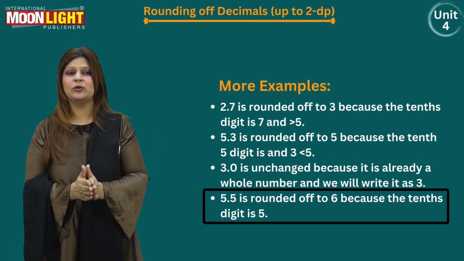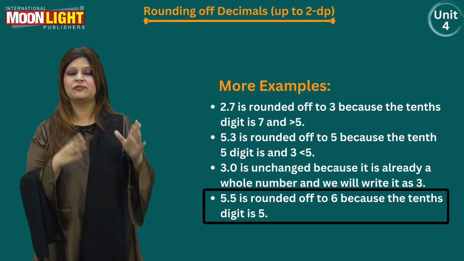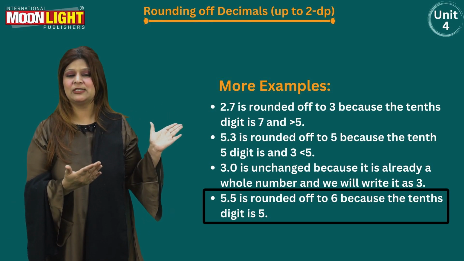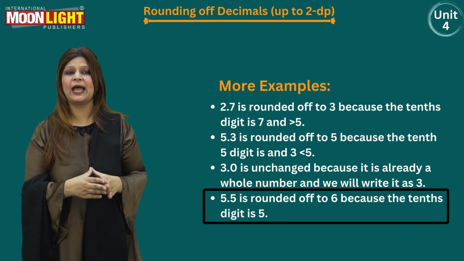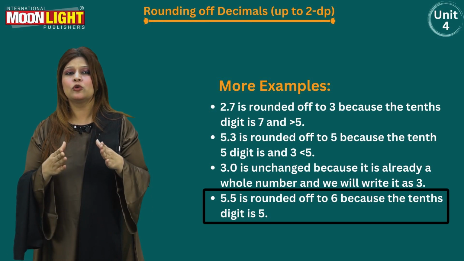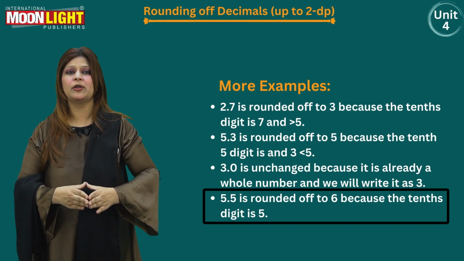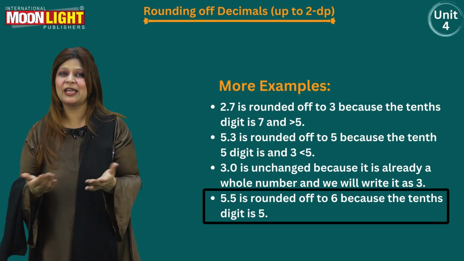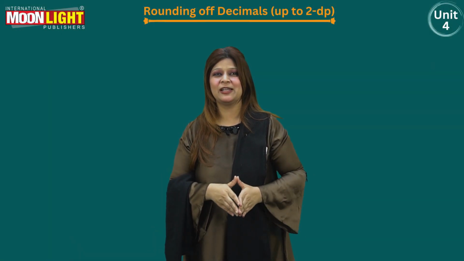Check the number lying at tenths place. This is equal to 5. So we are going to add 1 to the number 5 lying at 1's place. So this number is rounded off to 6 because the tenths digit is 5. Hope the whole procedure is clear to you guys.